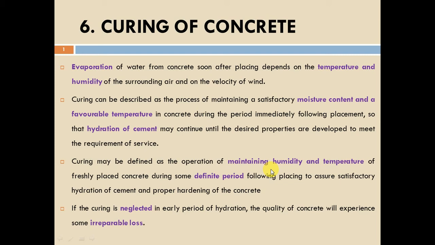To get that hydration process to continue, we have to keep the concrete surface moist and at a certain temperature. So in a general way, you can describe curing as keeping the concrete surface moist and warm so that the hydration of cement can continue. Practically speaking, it is a process of keeping the hardened concrete moist. Once the concrete is placed, curing will start after the removal of the formwork shuttering, once the concrete has hardened.